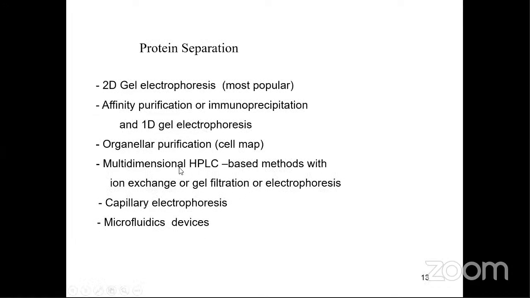So we use a 2D gel, okay, most popular. Then we have affinity purification, 1D gel electrophoresis, organelle purification. We have the HPLC, high pressure liquid chromatography, then capillary electrophoresis, microfluidic devices. So these are used for separating the protein, because if we are taking a mixture of protein from a diseased patient, there could be thousands of proteins. Before sending them into the mass spec, we need to separate them into various components. So there are many analytical tools which are used for separation. We'll talk about a little bit as we go along.